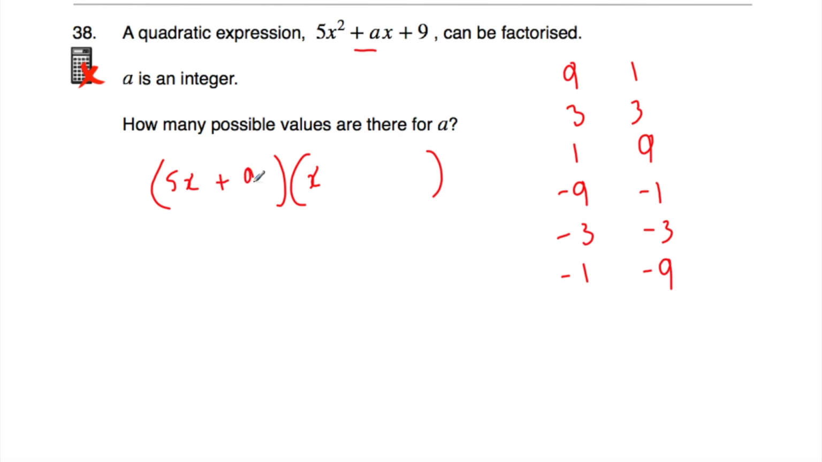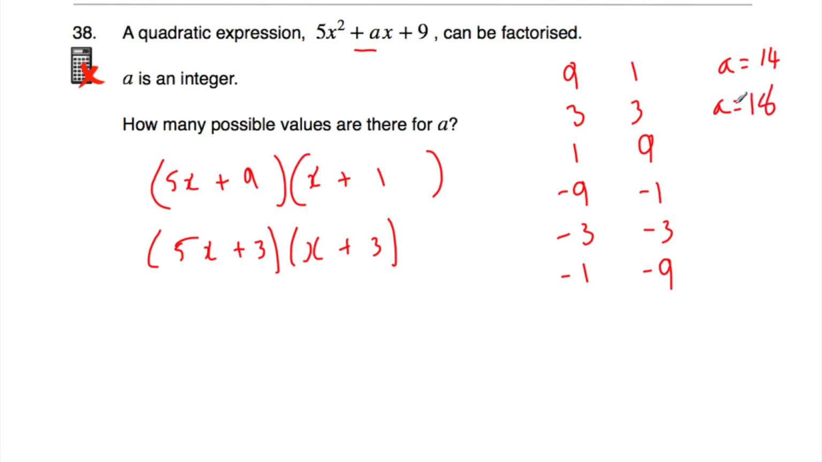So if we had plus 9 and plus 1, what would a be equal to? So here we would have 5x times x, that's 5x squared. 5x times 1 is 5x. Plus 9x. So 5x plus 9x would be 14x. So a would be equal to 14 there. Okay, if we had 5x plus 3 and x plus 3, let's see what we get if we expand our brackets. 5x times x is obviously 5x squared again. 5x times 3 is 15x, plus another 3x would be 18x. So a would be equal to 18 there.